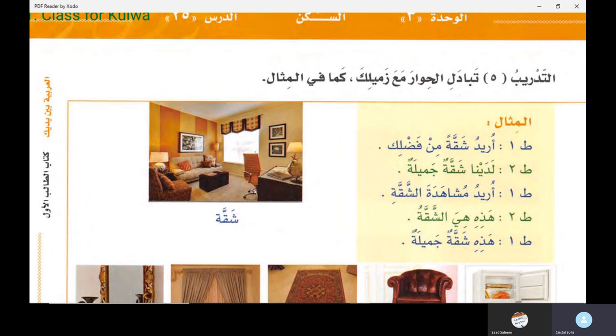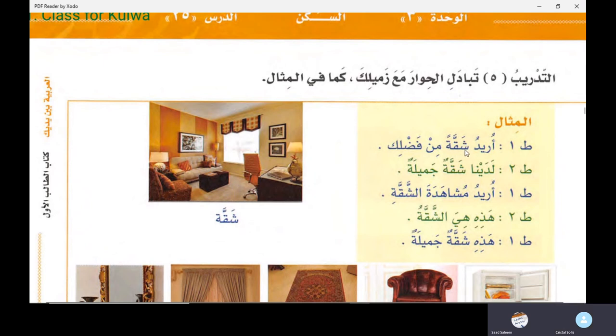Good. What is the object of the sentence in this? The object. Object of the sentence. To see. I'm sorry, see is the verb. Okay, so see cannot be the object of the sentence. Shakka, the apartment. Yes, apartment is the object of the sentence. The action of the verb is done on the apartment. So shakka is the object of the sentence.